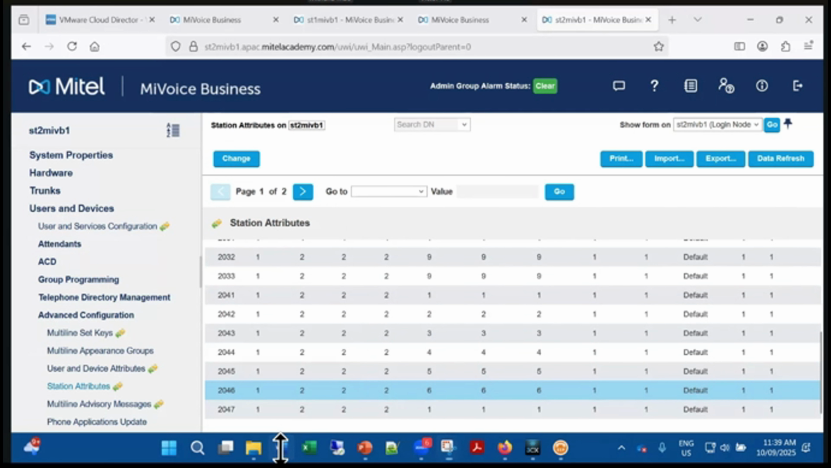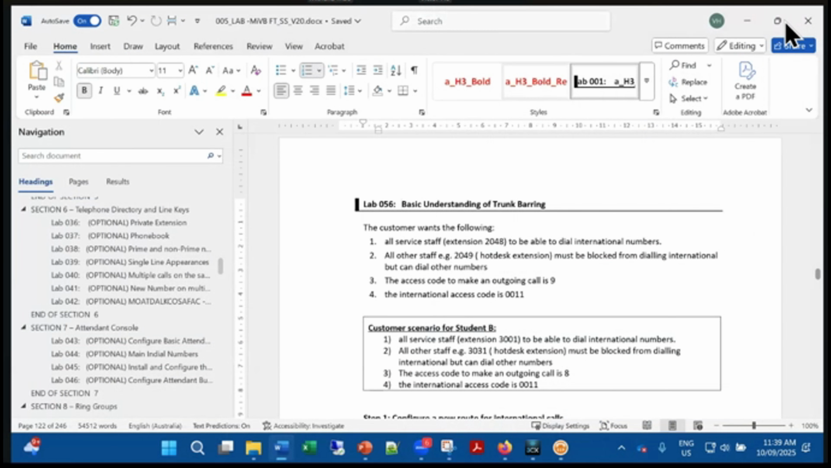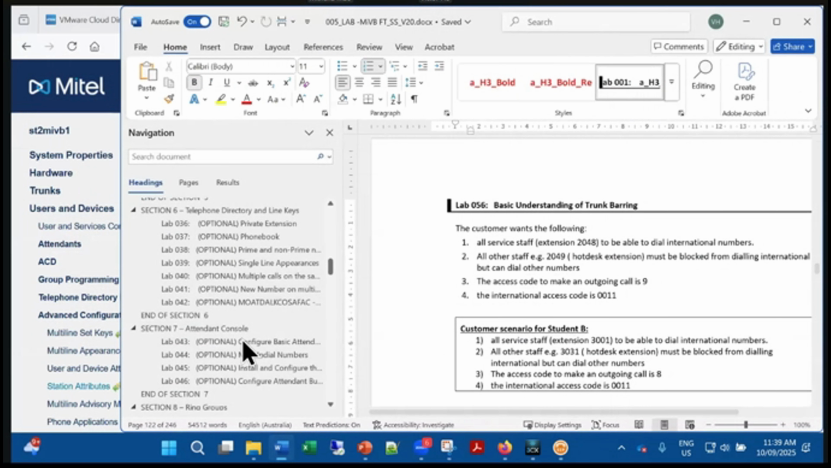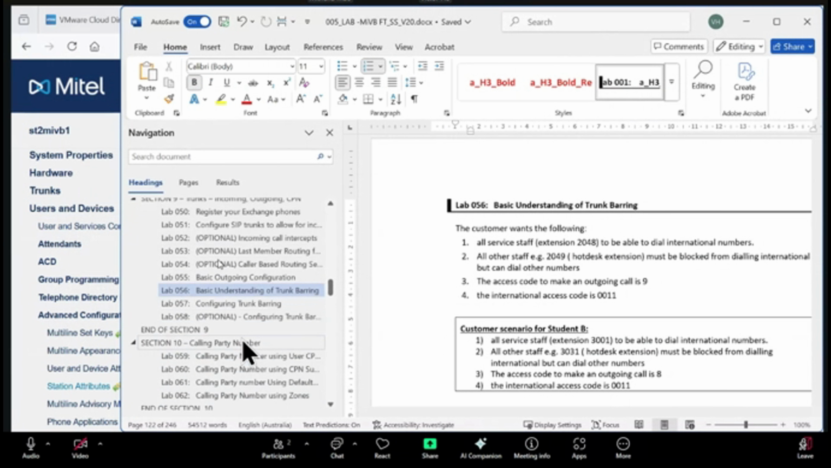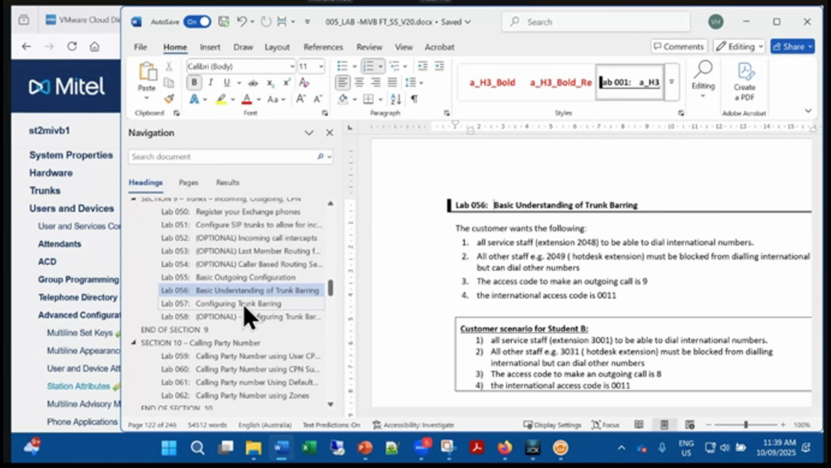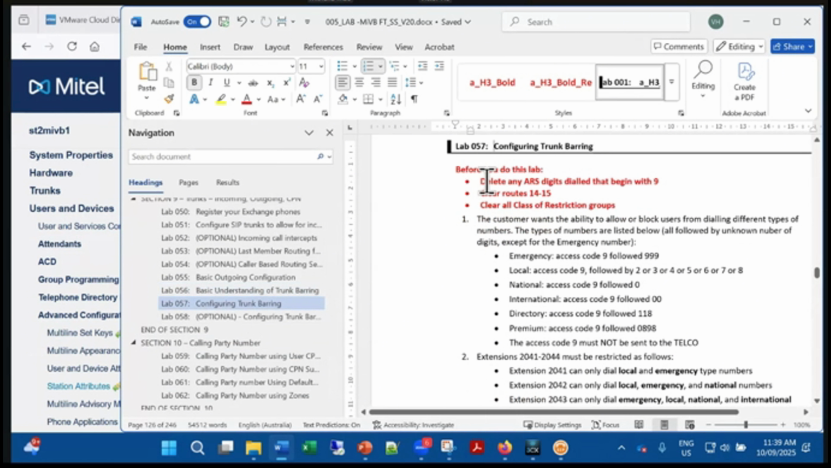Okay, so I'm going to throw you into the deep end. You must read configure trunk part. You must read this. And before you do anything, delete, like what I have done, delete any ARS details. Clear your routes. Clear all your class restriction routes.